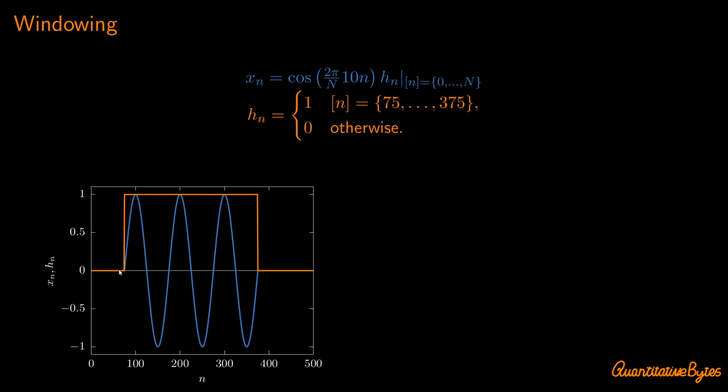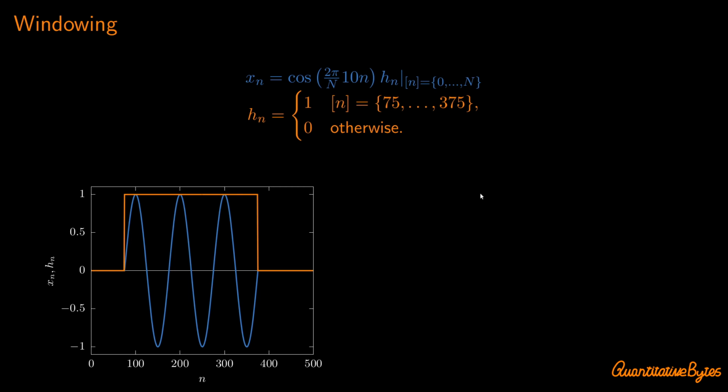Now those values I chose simply to give us 3 cycles of our input signal and to start and stop at the point where the input signal crosses the 0 axis. Kind of arbitrary, I just picked those because I think it looks nice for the purposes of the illustration.